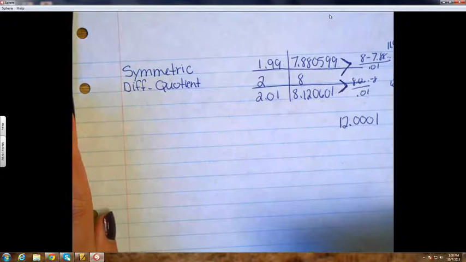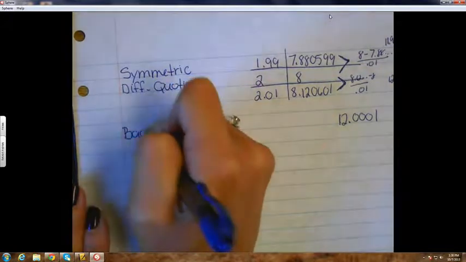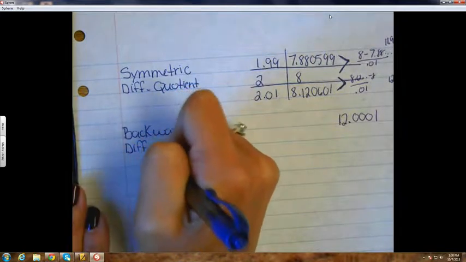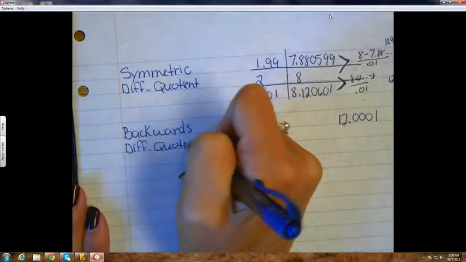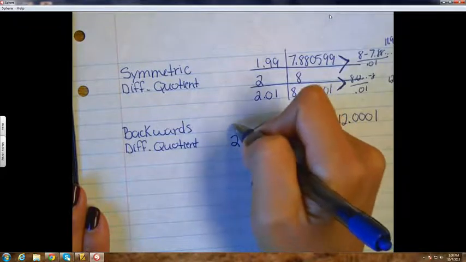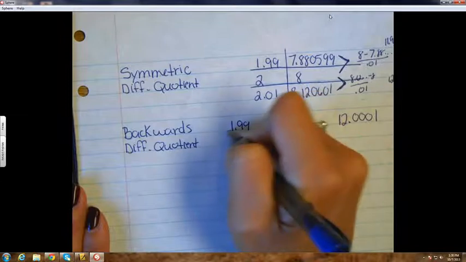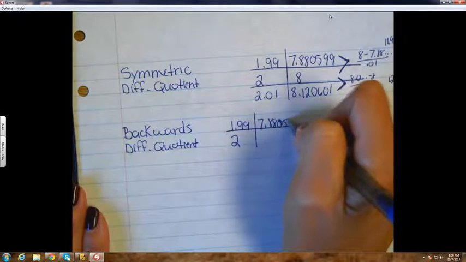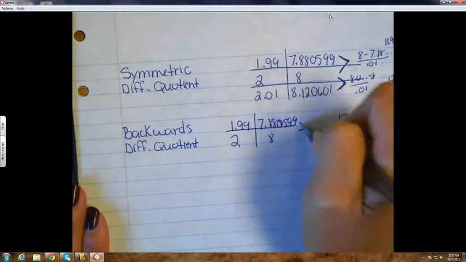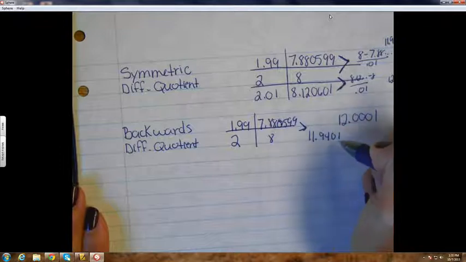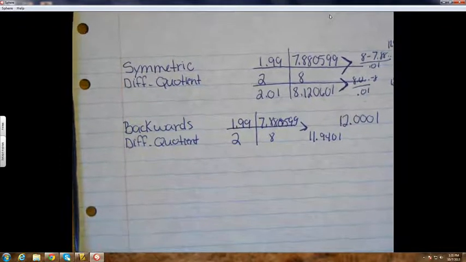And then there's one more way to estimate that derivative, and that's called a backwards difference quotient. So that's where you start at your number you're trying to find the derivative at, 2, and you go backwards from that. So I'd be just using the 1.99, which we've already got up here. And we know that that came out 11.9401.